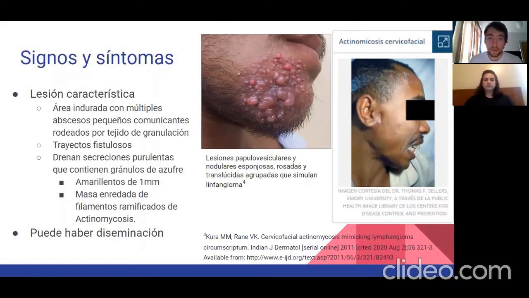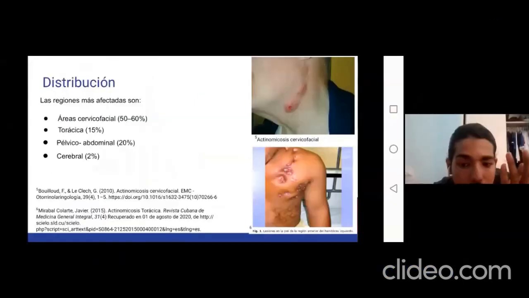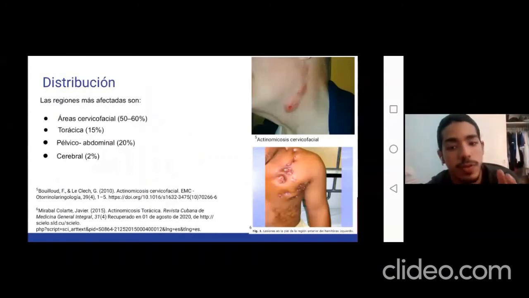They are made up of a tangled mass of the branched filaments of Actinomyces, and the infection spreads to adjacent tissues, but rarely does it spread hematogenously. The regions most affected are the cervicofacial area, 50 to 60%, thoracic, 15%, pelvic-abdominal, 20%, brain, 2%.